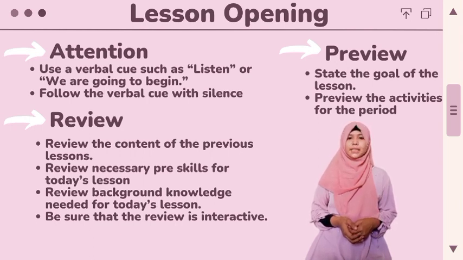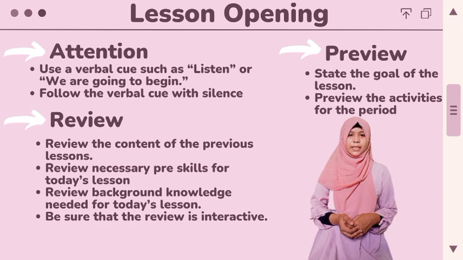First, we have the lesson opening. We have here the attention, wherein the teacher is going to get the attention of his or her class. The teacher can use a verbal cue such as "listen" or "we are going to begin." After that, take some silence so that the learners will feel that the class is about to begin and it's time to listen seriously. Next to attention is the review.